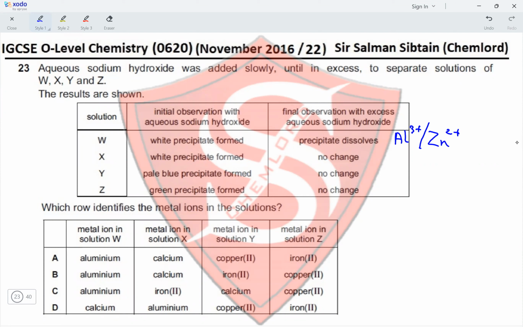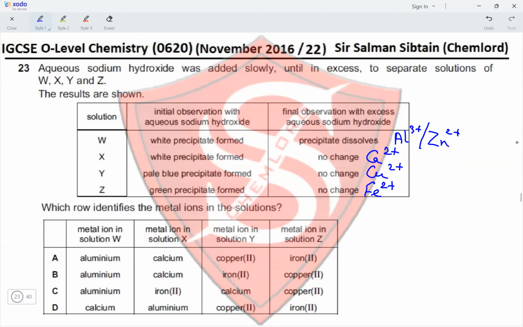With X, a white precipitate formed and no change. So since there is no change, this will be Ca2+ ions. With Y, a pale blue precipitate forms and no change. This is copper ions. And Z, a green precipitate formed and no change. So this is Fe2+ ions. So, which row identifies the metal ions in the solution?